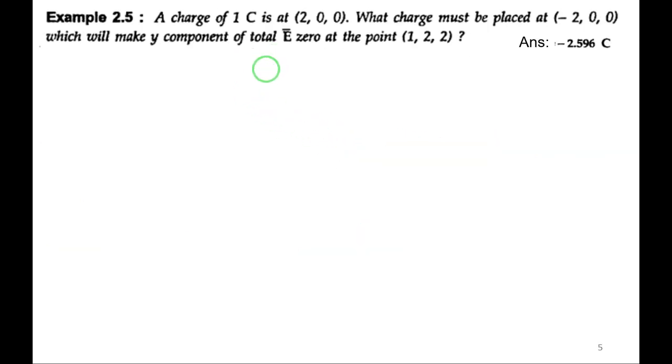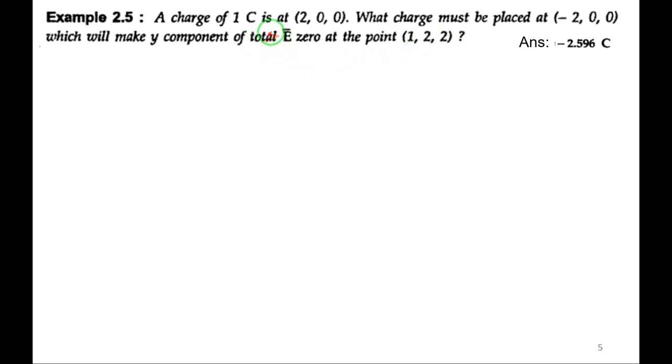Yes, the most interesting part. This is an interesting problem. A charge of 1 coulomb is located at (2, 0, 0). What charge must be placed at the point (-2, 0, 0) which will make the y component of the total electric field intensity E zero at the point (1, 2, 2)? We will try to picturize it and analyze.